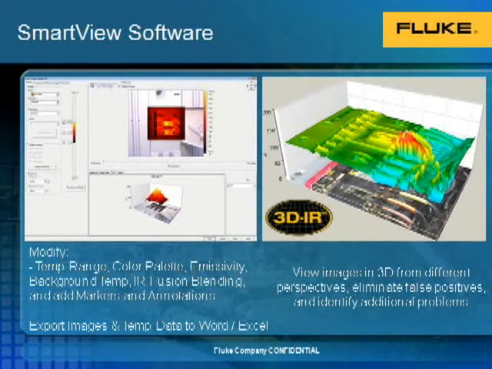Here we see some sample screenshots of the SmartView software. On the left we have an example of the image edit function. This allows you to modify temperature range, color palette, the emissivity, background temperature, IR fusion blending level, as well as add markers and annotations. This also allows you to export the image and temperature data to either Word or Excel. On the right we see 3D IR. This unique capability allows you to view an image in 3D from different perspectives. It helps eliminate false positives and identify additional problems as well.